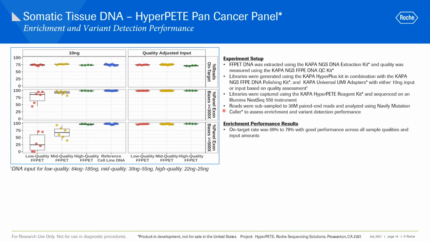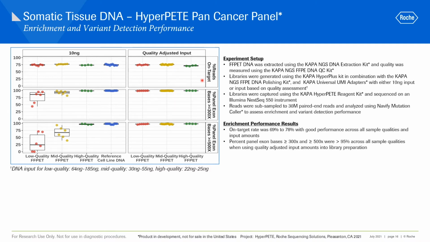Over here in the chart are the enrichment performance results. Up on the top left are the on target rates for the 10 nanogram input amounts, and on the top right are quality adjusted input amounts. What you can see is the on target rate is not impacted by input amount or quality of the input material, and our on target rates range from 69% to 78% across all of these samples.